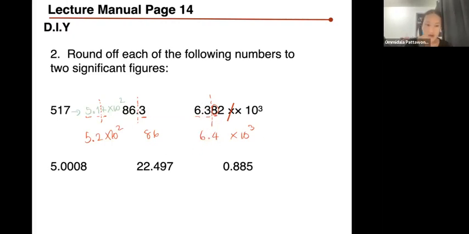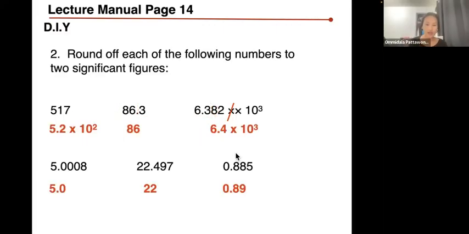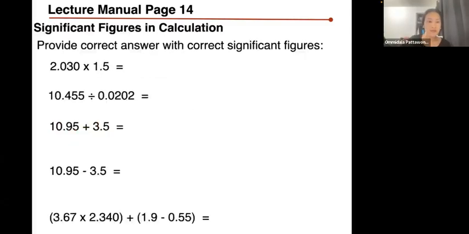All right, let's pause the video now and complete these 3 numbers and report them in sig fig. Once you finish, you can resume the video again to check your answer. All right, let's check your work together. So these are the answers. If you get a different answer, please do not hesitate to reach out to me, okay?